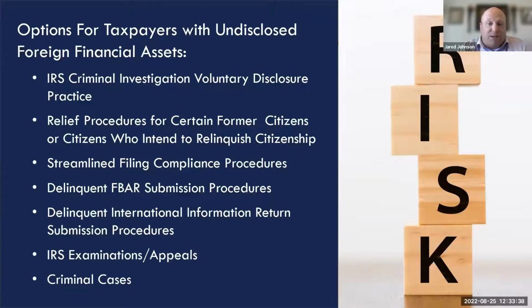On this slide, you will see the different programs that are out there. The last two are not really the amnesty programs, but the rest of them are. So the top 5 are. We'll talk a little bit about each one of these. The first one is the IRS criminal investigation disclosure practice, where the criminal investigative unit of the IRS reviews your case. There are certain relief procedures offered for citizens who also intend to relinquish their citizenship, if they meet some very strict guidelines.